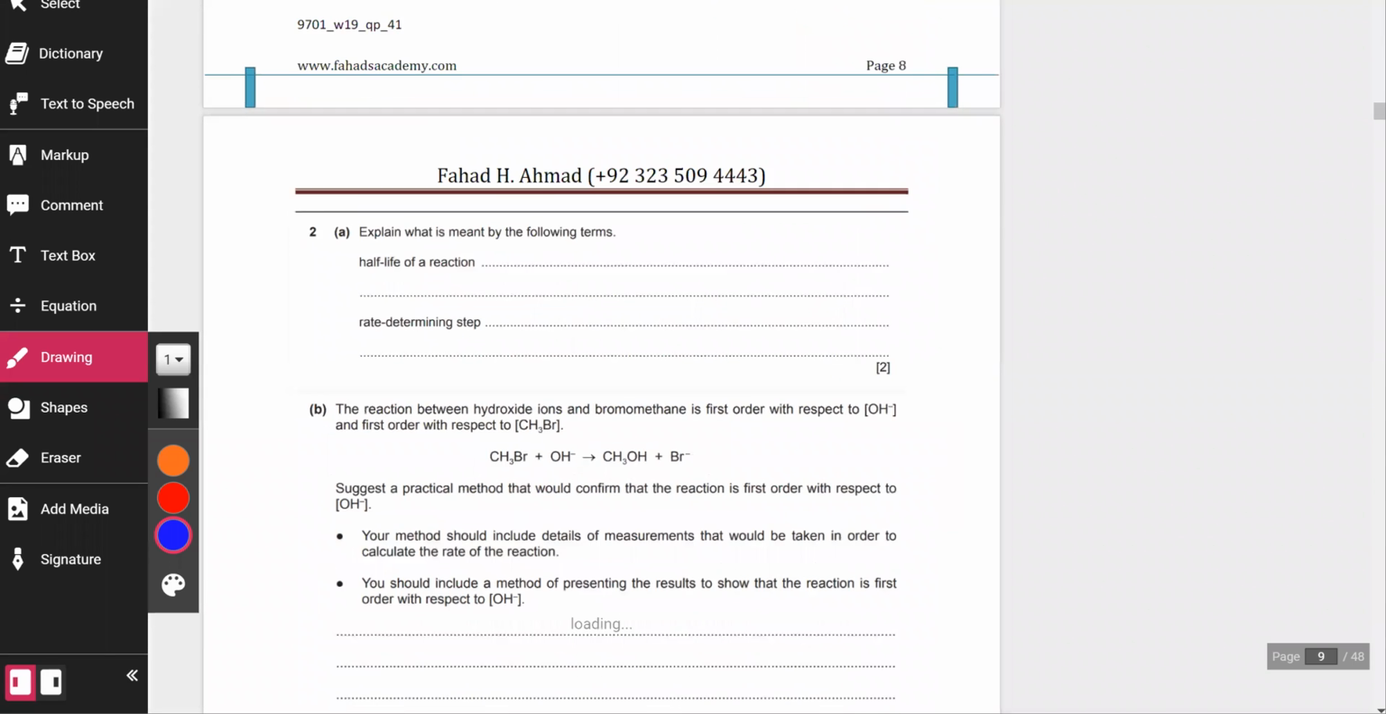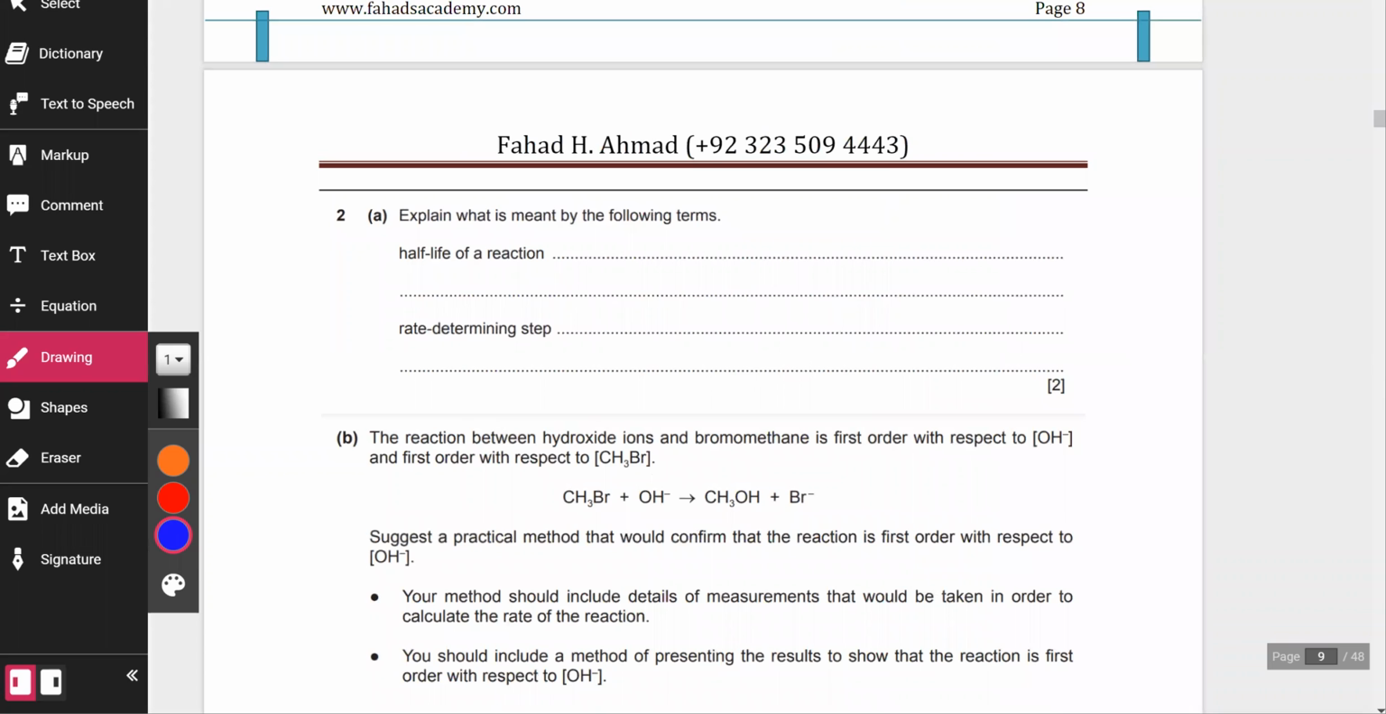Explain what is meant by the following term: half-life of a reaction. Okay. Remember this. It's the time taken for the concentration of a reactant to decrease by half. You should write the whole thing.